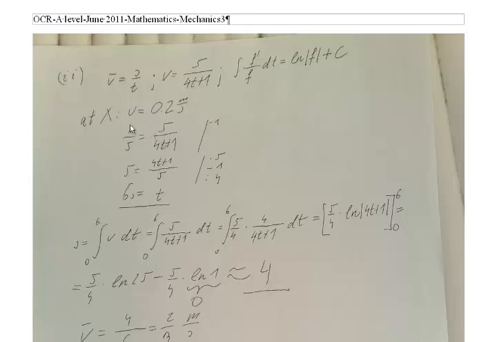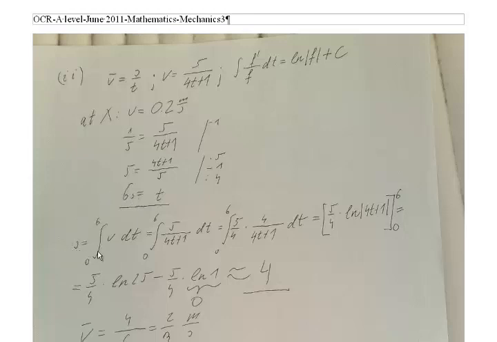We take reciprocal. It means to the power of -1, and we know that of course 0.2 is equal to 1/5. So reciprocal 5 is equal to 4 times t plus 1 over 5, multiply by 5, subtract 1, and divide by 4, we get that t is equal to 6 seconds.